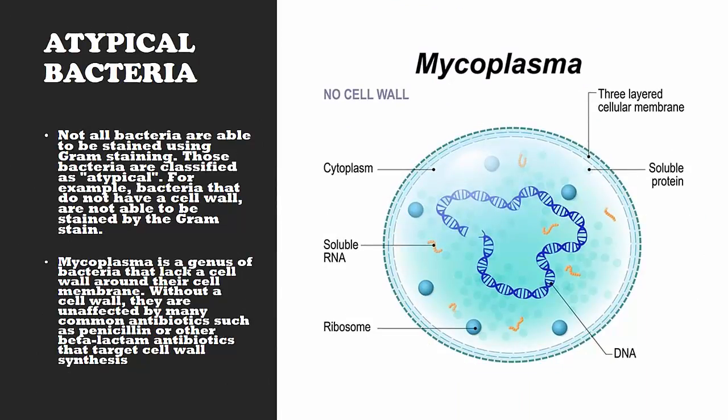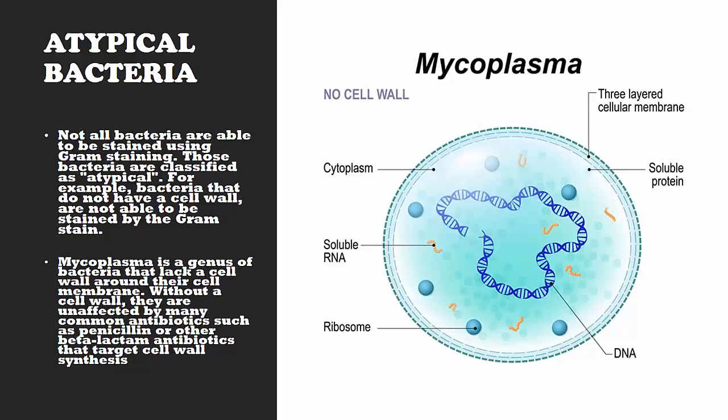And let's not forget about the atypical bacteria. Not all bacteria are able to be stained using gram staining. Those bacteria are classified as atypical. For example, bacteria that do not have a cell wall are not able to be stained by gram stain.